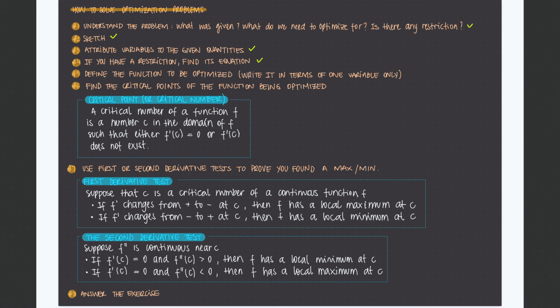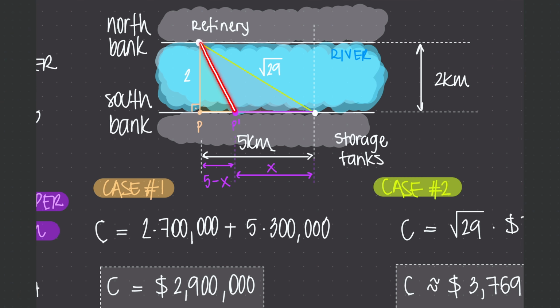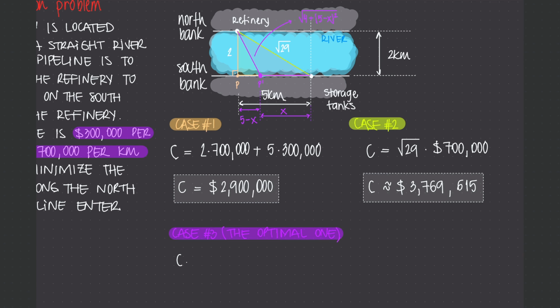Now, step number 5, this is what we're gonna do right now, which is to define the function to be optimized. We're gonna write the cost function as a function of X. The distance that we're missing is this one right here, which we can find using the Pythagorean theorem again. Given that this is 5 minus X and this is 2, this guy over here is equal to the square root of 2 squared plus (5 minus X) squared. So what's the cost function in terms of X? We have the distance through the river times the cost per kilometer on the river, so 700,000, plus the distance over land, which is X, times 300,000.